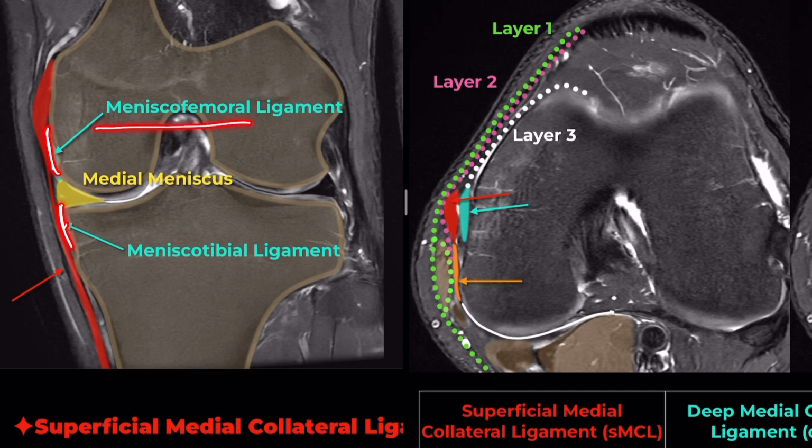Next, let's discuss the deep medial collateral ligament. This is a thickening of the medial joint capsule, closely associated with the medial meniscus. The MCL bursa lies between the deep MCL and superficial MCL, separating the superficial ligament from the underlying deep ligament and medial meniscus to reduce friction during knee flexion.